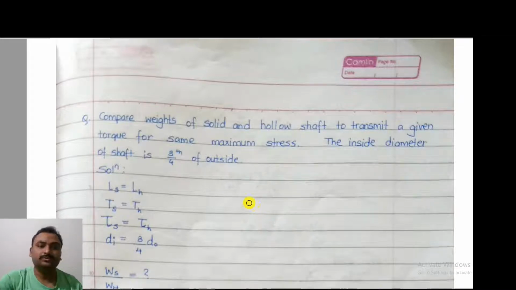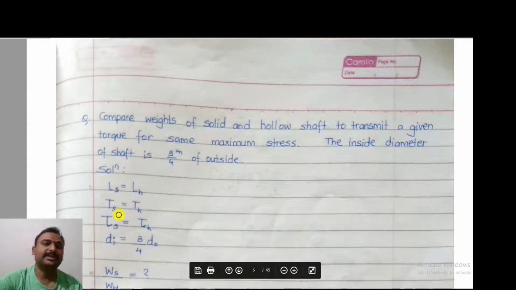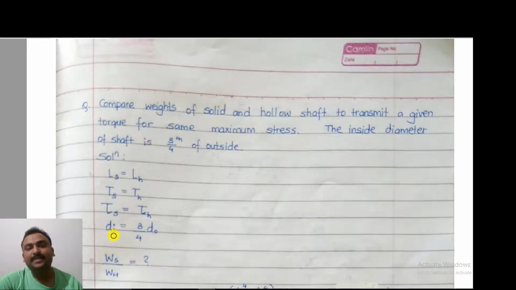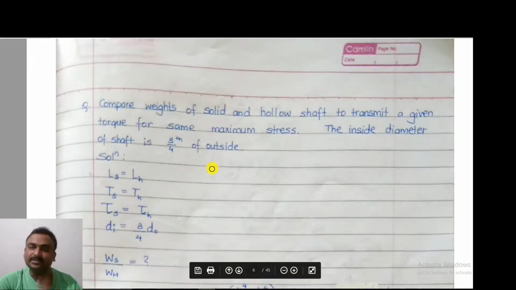It is not given, the relation between the length and the torque transferred; the question says the solid shaft and hollow shaft transmit a given torque. So torque will be the same on the solid shaft and hollow shaft for the same maximum stress. The stress developed in the shaft will be shear stress. So torque and shear stress in the solid shaft and hollow shaft will be the same. The length of the shaft we will assume to be the same. The inner diameter is 3/4 of the outside, as given in the question.